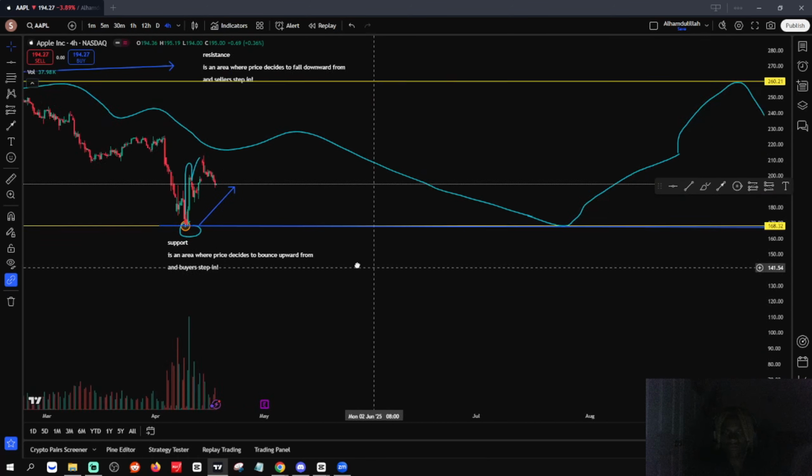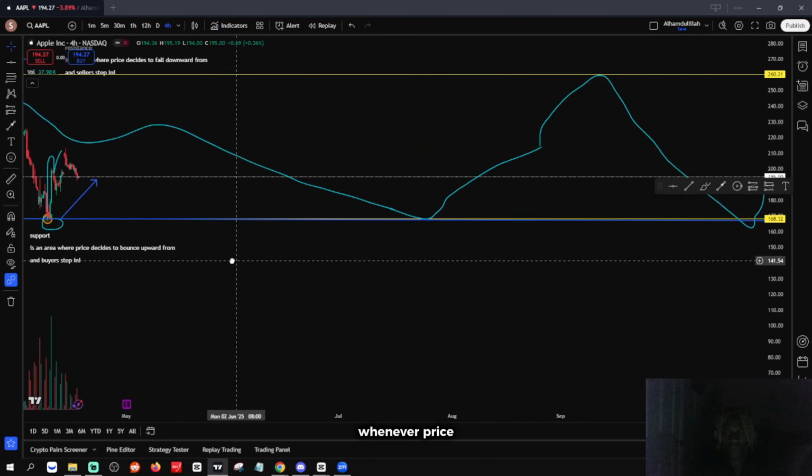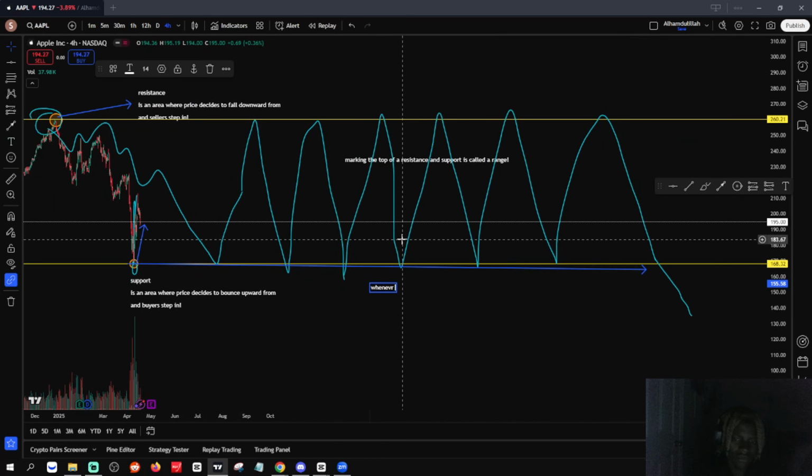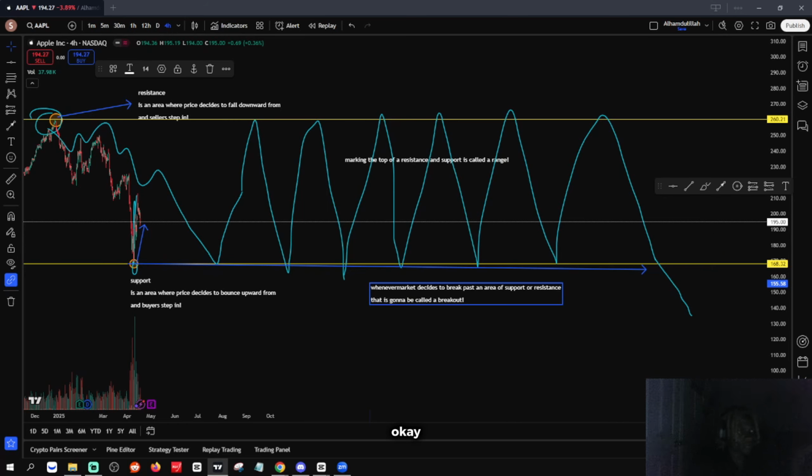So whenever price decides to break past an area of support or resistance, that's going to be called a breakout. So whenever market decides to break past an area of support or resistance, that is going to be called a breakout. Okay? So market breaking out of an area of support or resistance is going to be called a breakout. All right?